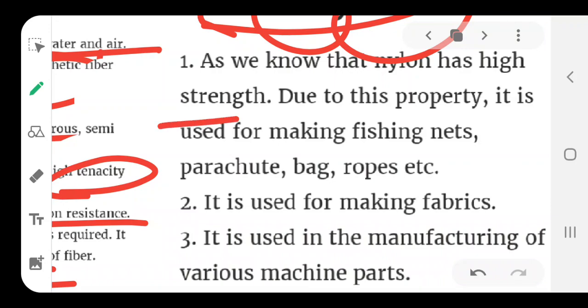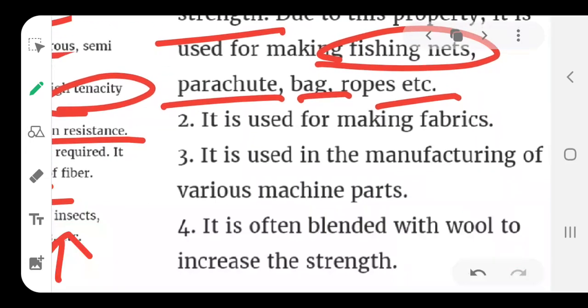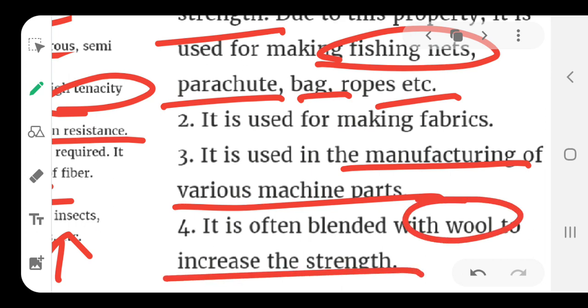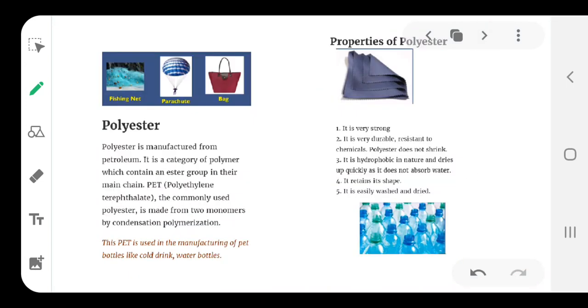Because of the high strength of this particular fiber, they are used for making fishing nets, parachutes, bags, ropes, and in the manufacturing of various machine parts. They are also blended with wool to increase the length, increase the strength and give good market value. So, you can see nylon itself has a maximum of applications.